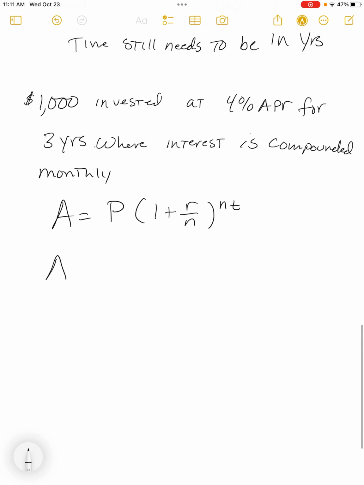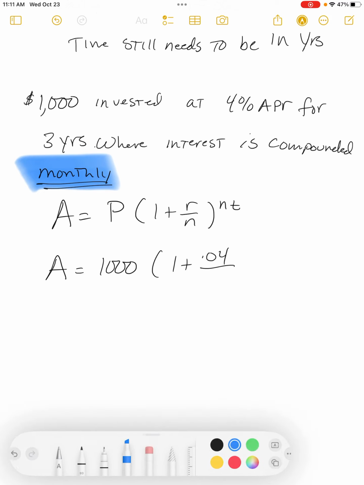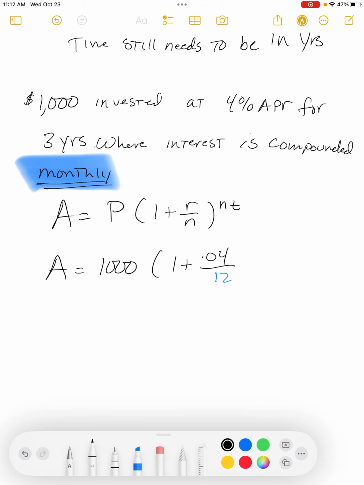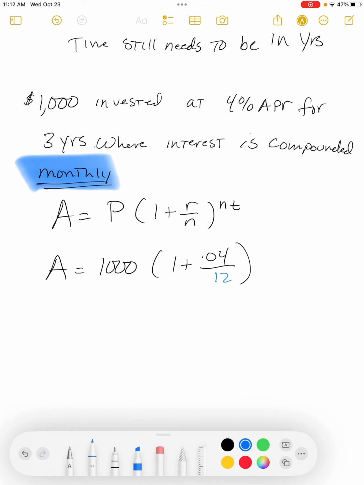So A is equal to 1,000 is what we're investing. 1 plus 0.04 is the interest rate. The number of times it's going to be compounded a year. If it's done monthly, then actually let me highlight that. If it's done monthly, then we should have a 12 under here, just to make use of the different colored pens. So, and then the monthly produces a 12 up here times 3.